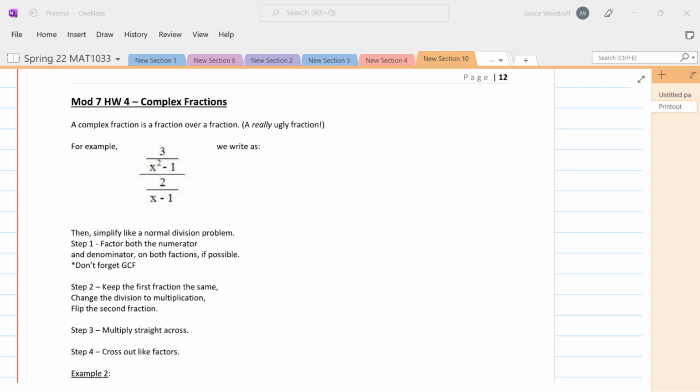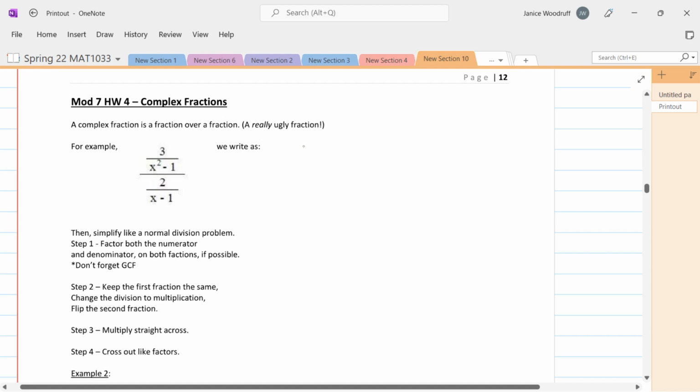Okay, last section in Module 7 is complex fractions, which is a fraction over a fraction. So it looks like this. It's a really ugly fraction because it's a lot of lines here. But it's really just, if you write it out like this, we've already done it. Okay, there are going to be some that you're going to have to simplify first, but it's just a division problem. Okay, so you're going to write it out like that, simplify as a normal division problem.